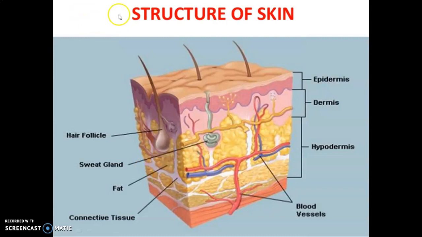In the diagram there is the structure of skin. We all know the upper layer of skin is the epidermis, the second one beneath the epidermis is the dermis, and beneath the dermis there is the hypodermis. Blood vessels are also located in it. Then hair follicles are there, sweat glands are there, and fats and connective tissues are also present in the skin.